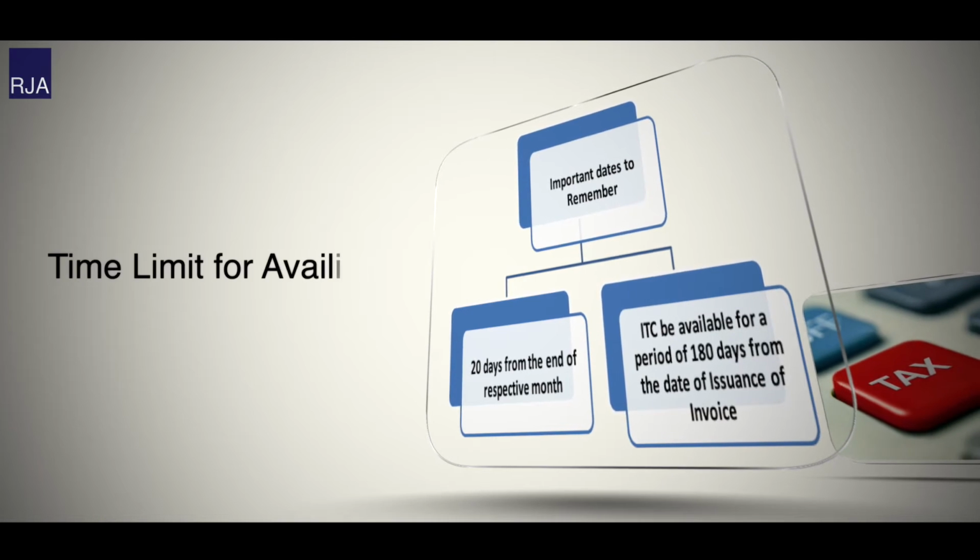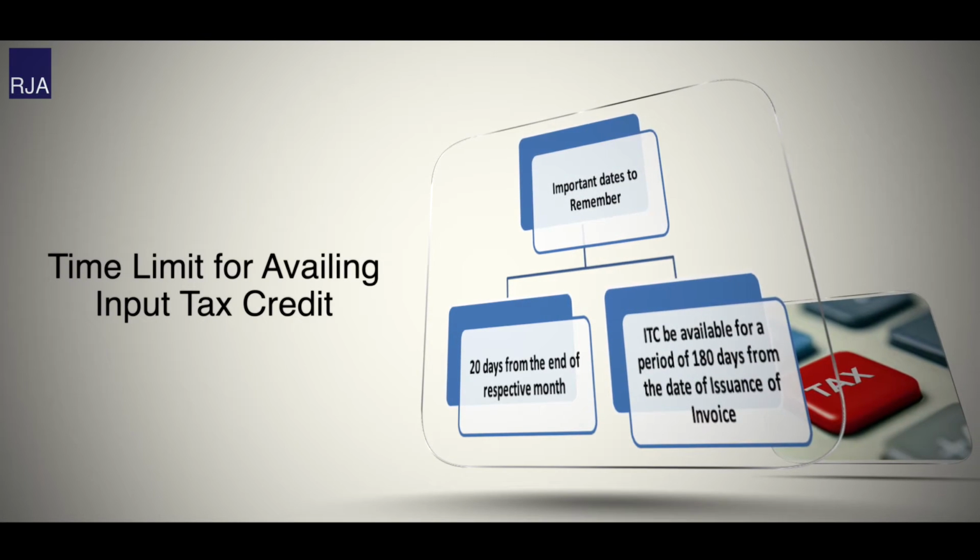Now we will discuss the time limit for availing the input tax credit. The due date for filing the return every month is 20 days from the end of the respective month. For example, if someone makes sales in the month of September, they would be required to file their return, which is GSTR 3B, latest by 20th of October. The said amount of ITC will be available for a period of 180 days from the date of issuance of invoice, and the recipient is required to claim the ITC within this period only.